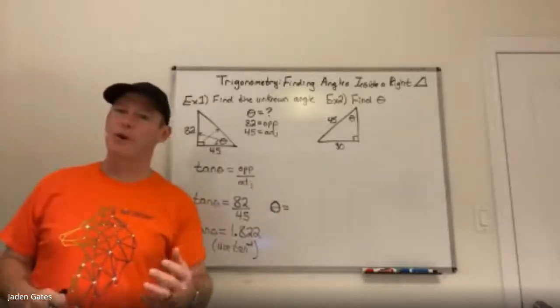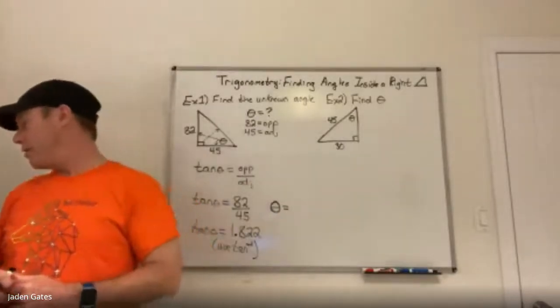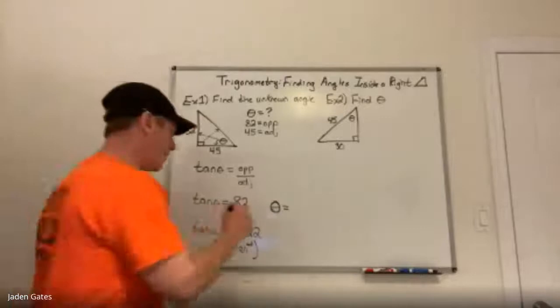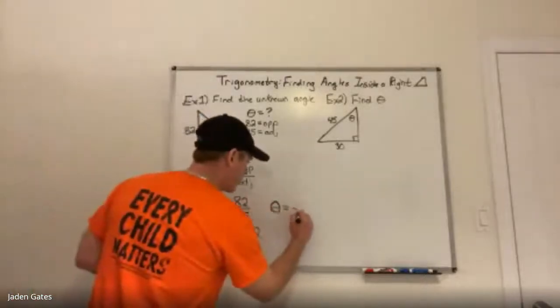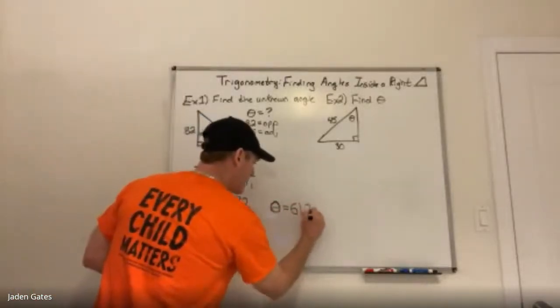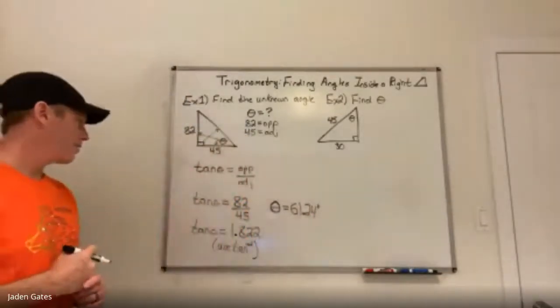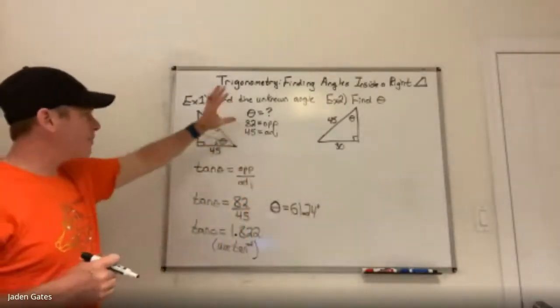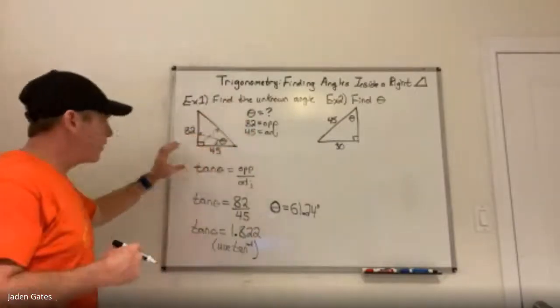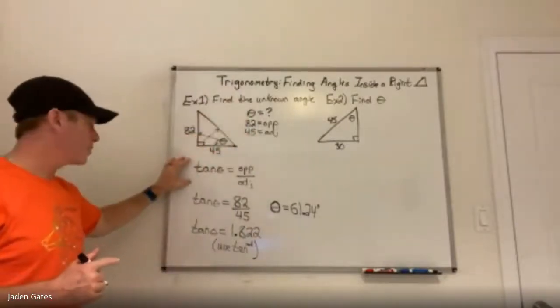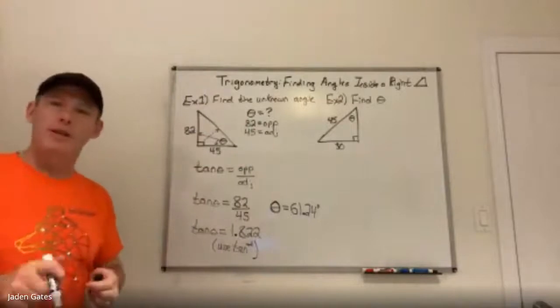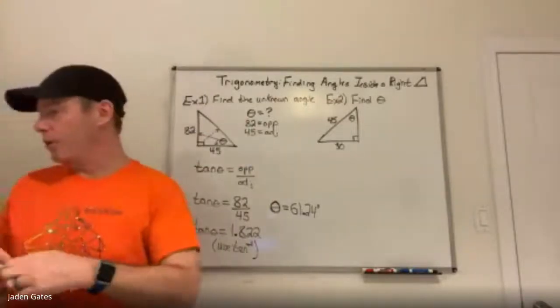You don't want to press all the right buttons and get all the wrong answers. And so if I do that, tan inverse, and I have my calculator in degree mode, I get 61.24 degrees. There we go. So again, same steps: writing out our information, figure out which trig ratio we have to use, sub in our information, and then solve. All right, let's try another one of those.